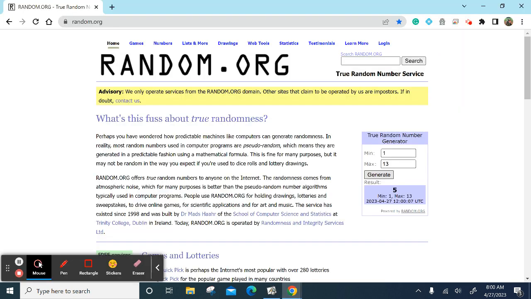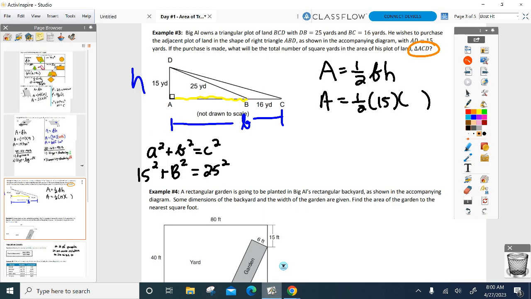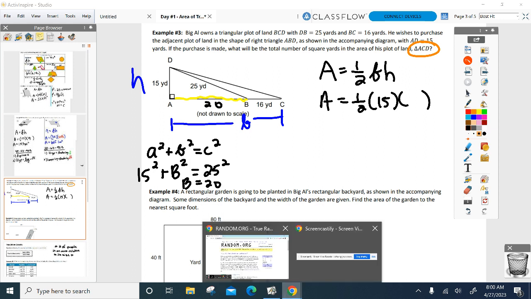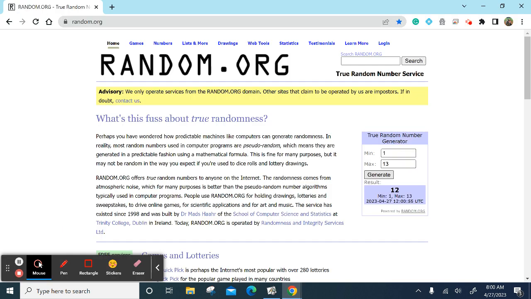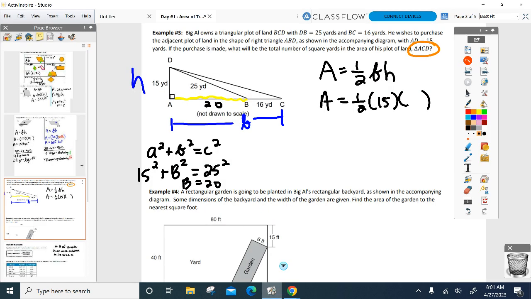When you have it, let me know. What do you get for that length? 20, yep. So that's 20. What are you going to plug into the area formula? I don't plug 20 into the area formula. We're plugging in what here? 36. So we were looking at 270 square yards.